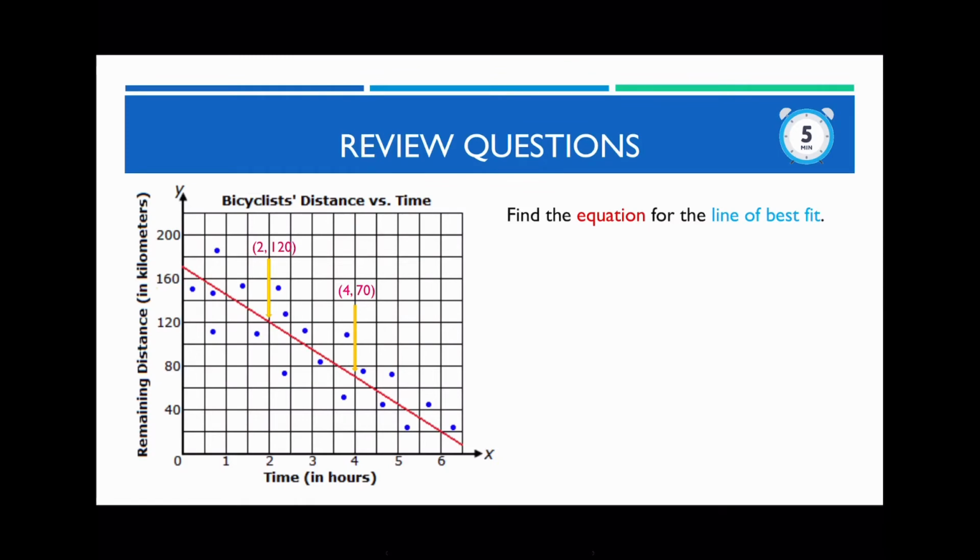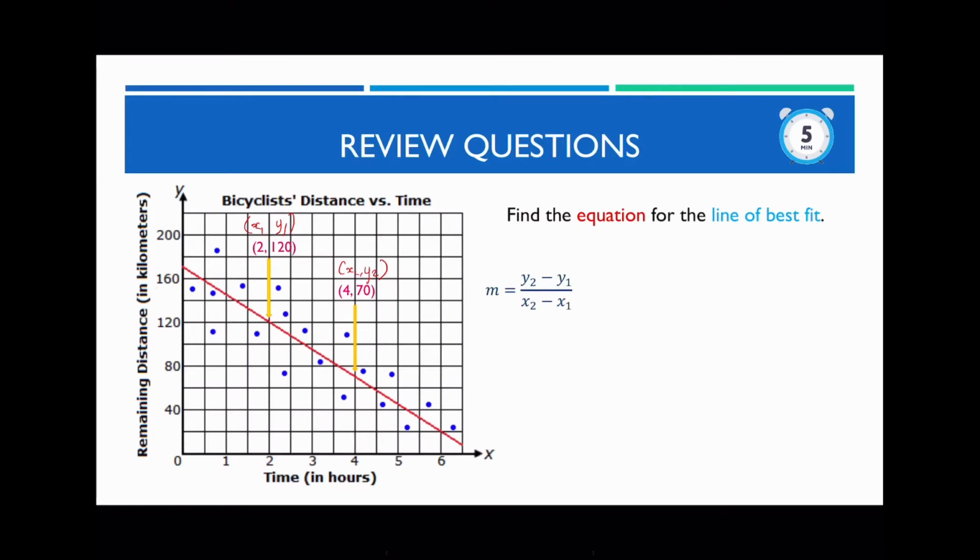Once you've identified the coordinates, remember to label them as x1, y1, x2, y2, okay? So this over here, I'm going to label as x1, y1, and this is going to be x2, y2, okay? And once I've labeled them, then it's really easy for me to calculate the gradient, okay?